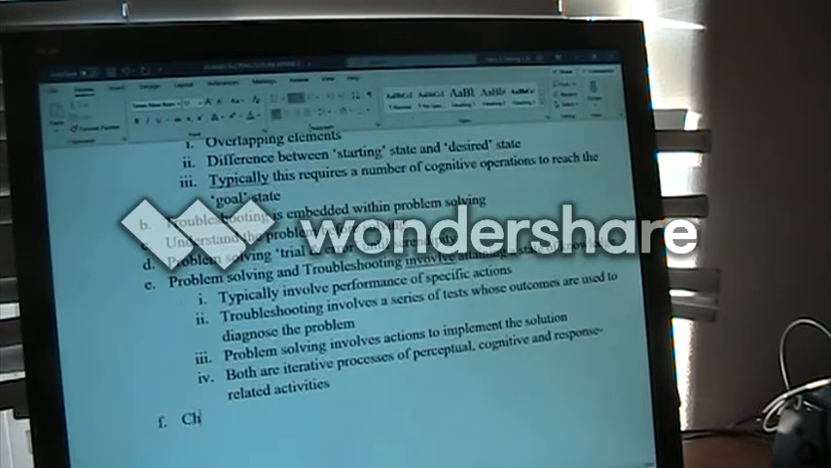All right, so what are the challenges with troubleshooting and problem solving? Well, first of all, both of them impose a heavy cognitive activity.